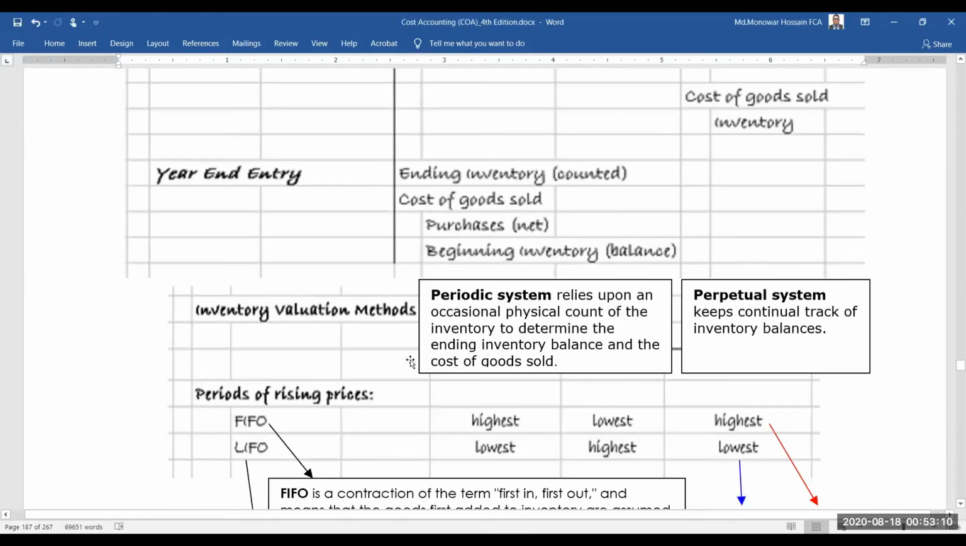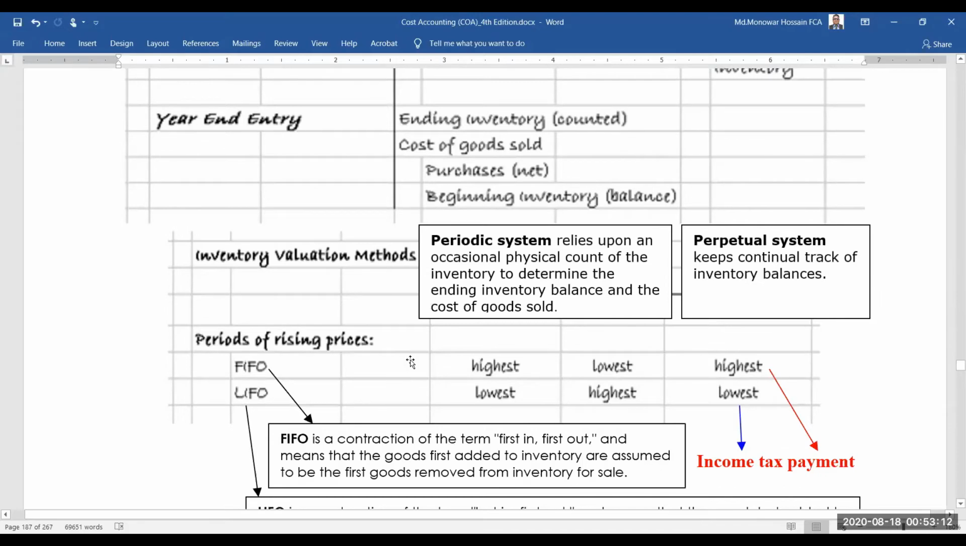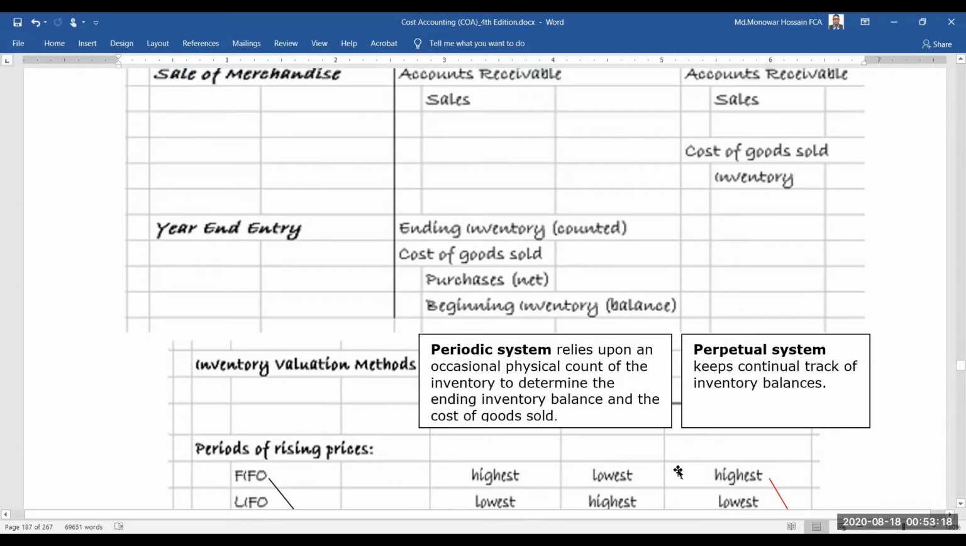Regarding inventory valuation method, the periodic system relies on an occasional physical count of the inventory to determine the ending inventory balance and the cost of goods sold. But the perpetual system gives continuous tracking of inventory balances.